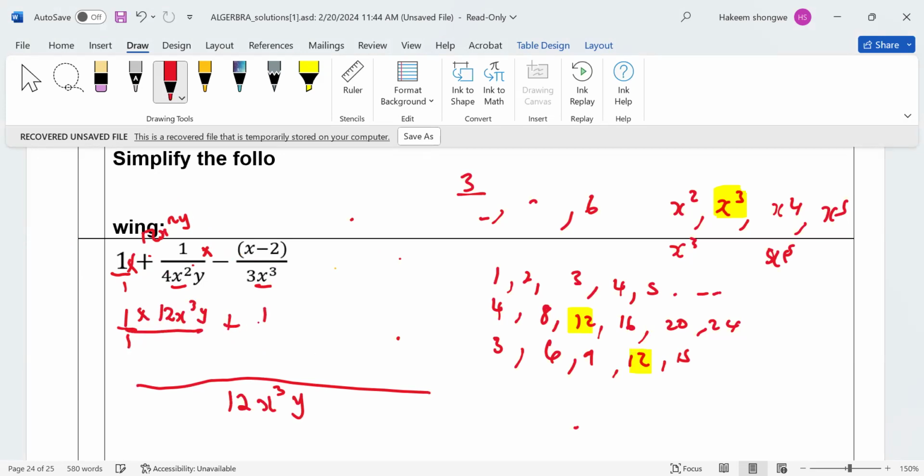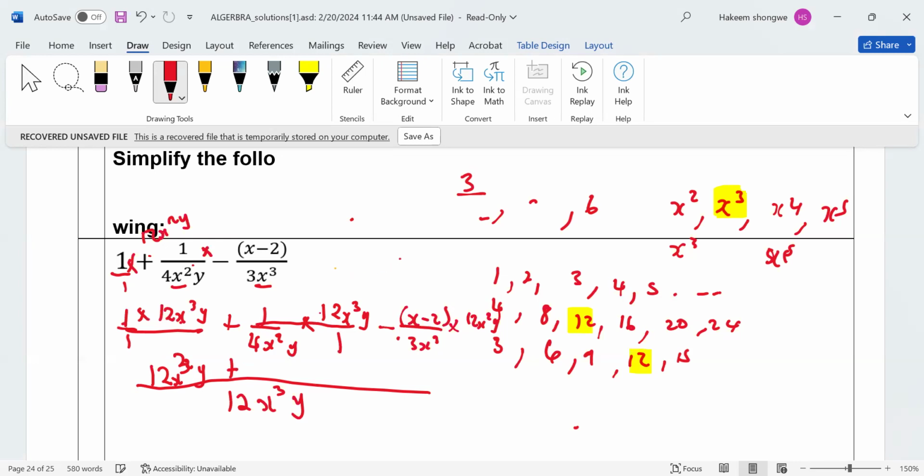Plus, you have 1 all over 4x squared y, multiplied by 12x cubed y. Minus, again, you have x minus 2 all over x, multiplied by 12x cubed y. Let's start with this one. This one multiplied by this one is going to give us exactly the same thing again. Yes. So we're going to have 12x cubed y.